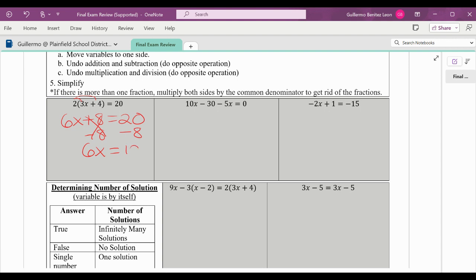6x equals 12. 6 is being multiplied with x. The opposite of multiplication is division. And we get x equals 2 as our first answer.